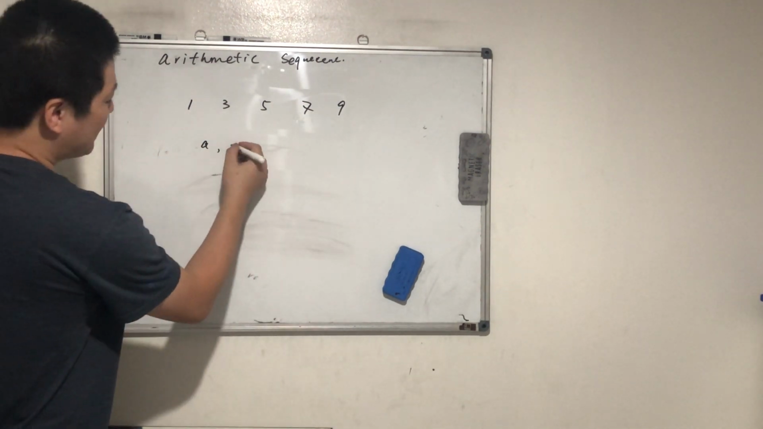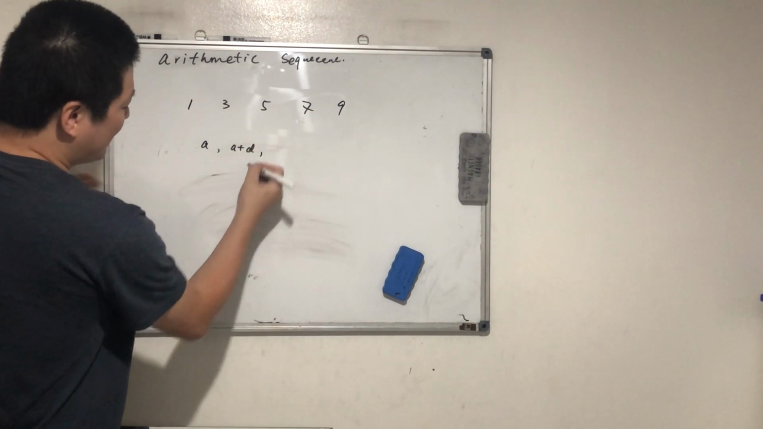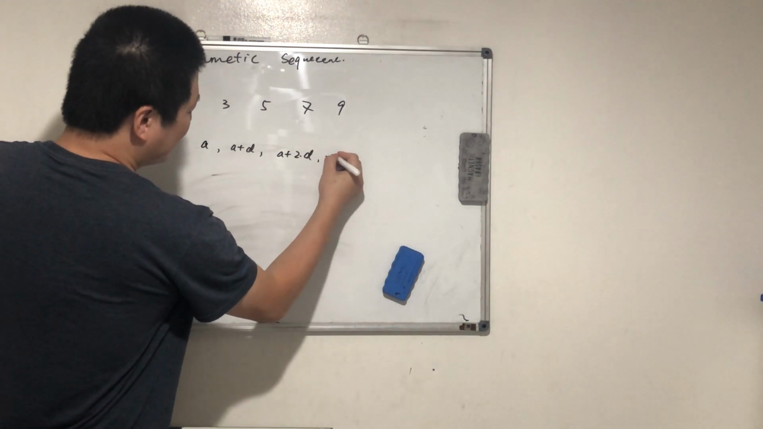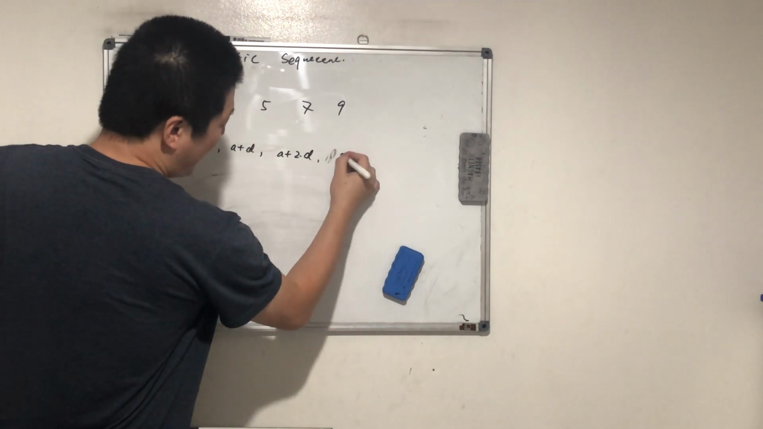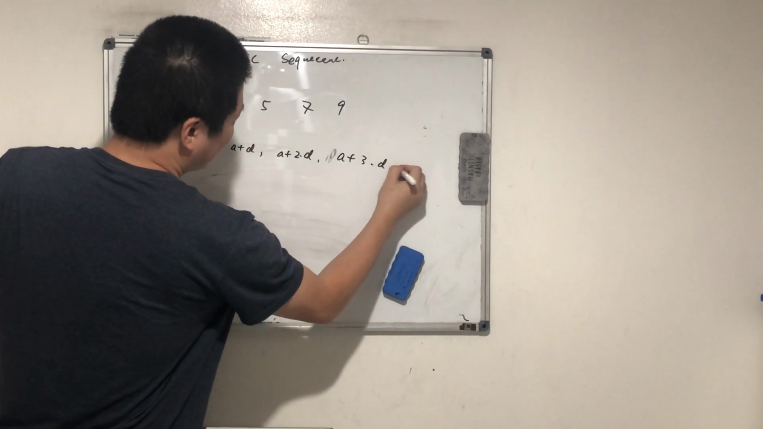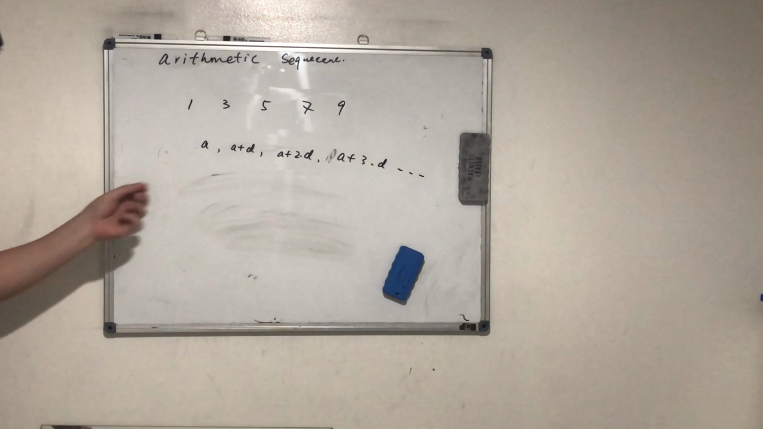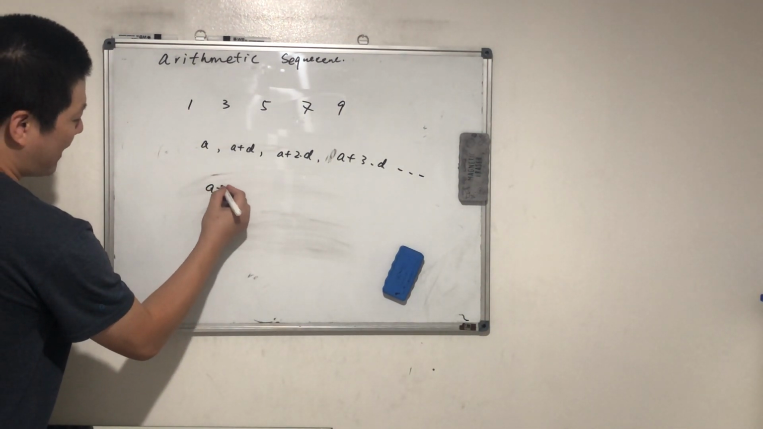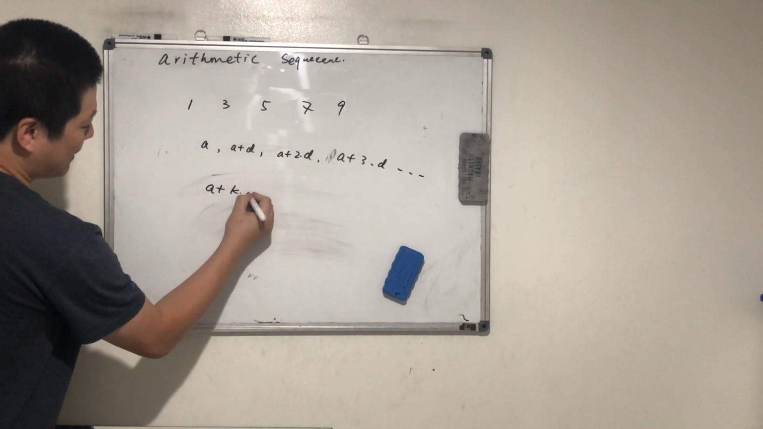The second number is A plus D. The third number is A plus 2 times D. And the next number is A plus 3 times D, etc. So the whole sequence, you can put it as A plus K times D.